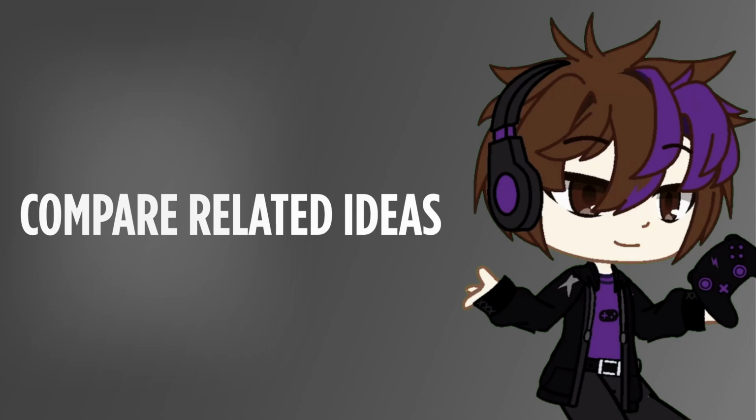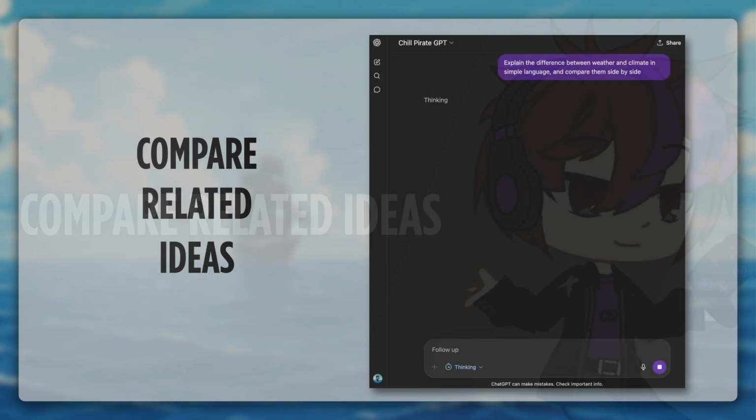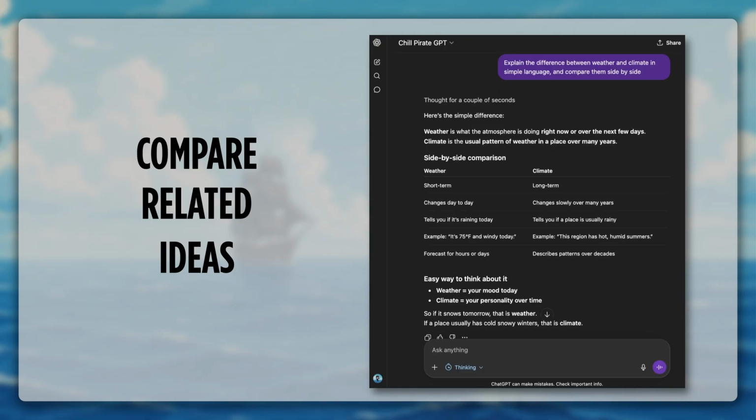Because sometimes the problem is not that a concept is too abstract. Sometimes the problem is two related ideas keep getting blended together. Weather and climate are a great example. A lot of people use them loosely in conversation, but they're not the same thing. So instead of asking for two separate definitions, ask AI to compare them directly. We ask AI to explain the difference between weather and climate and compare them side by side.